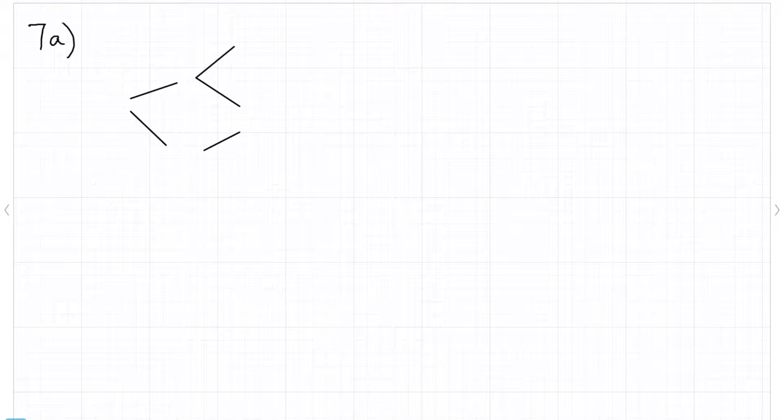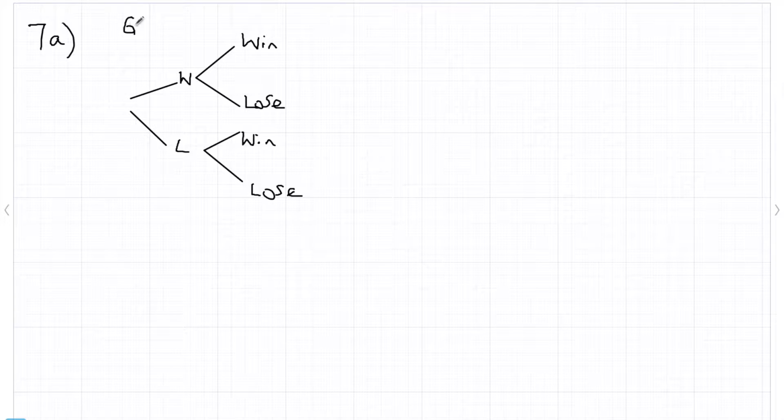Question 7 is a probability tree question, in which Rebecca is playing snooker and the probability she wins is P. So just drawing out what was in the question.